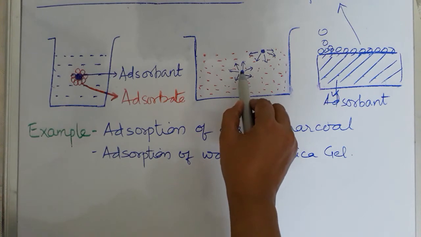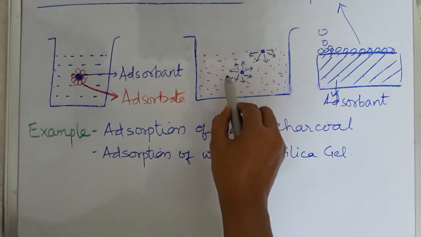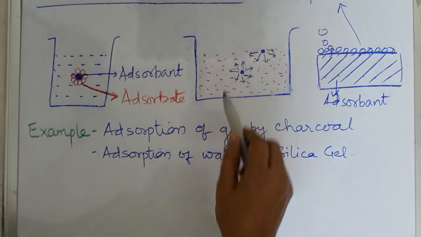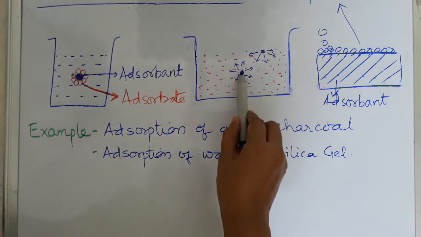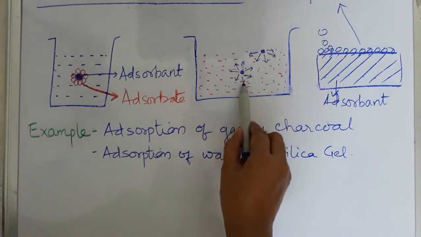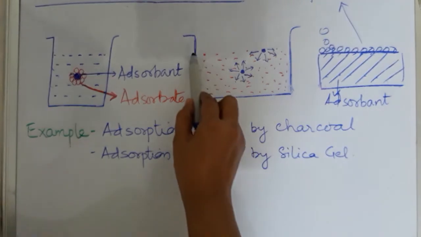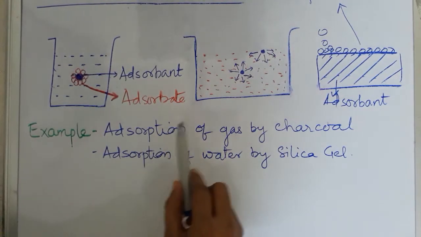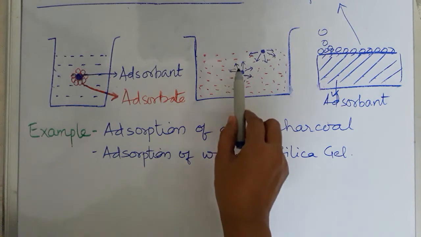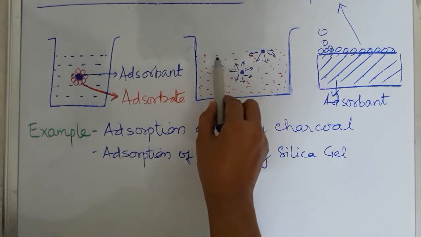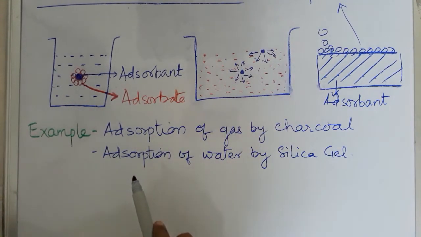Whereas a particle in the bulk is surrounded by particles of its kind from all the sides, so this particle experiences force of attraction equally from all the sides. Whereas the particles on the surface do not experience force of attraction from all the sides. There is an imbalance in the force of attraction.